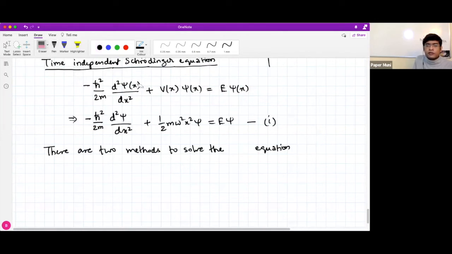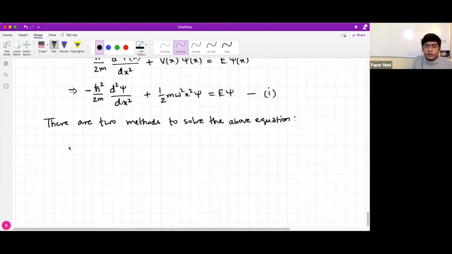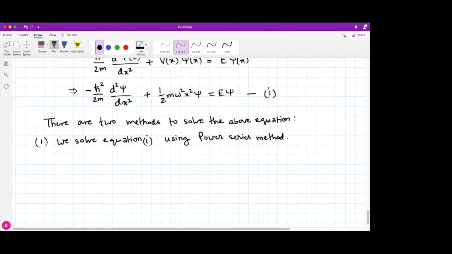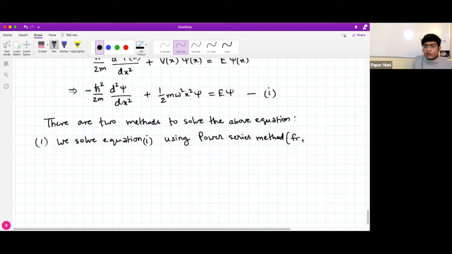Let's see what they are. The first one is we solve equation 1 using the power series method, which is called the Frobenius method. Have you done the Frobenius method? I think you have done it in your mathematical physics in college. So the power series method is also known as the Frobenius method. We will not get into that derivation. We'll solve the other one, the operator method, which is much more elegant.